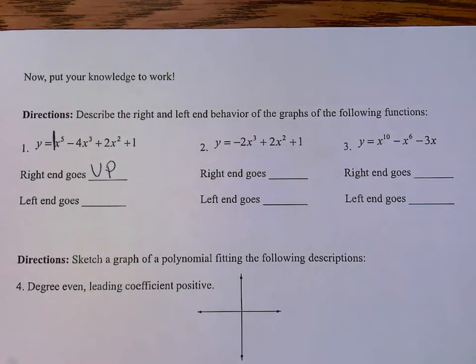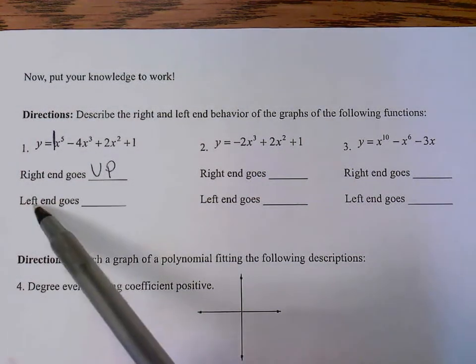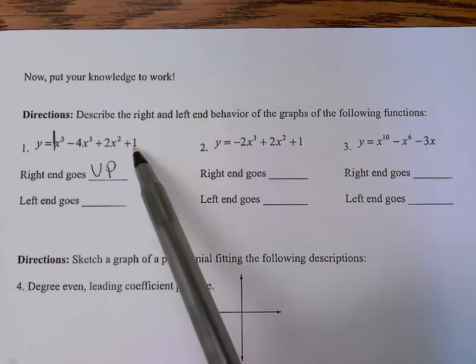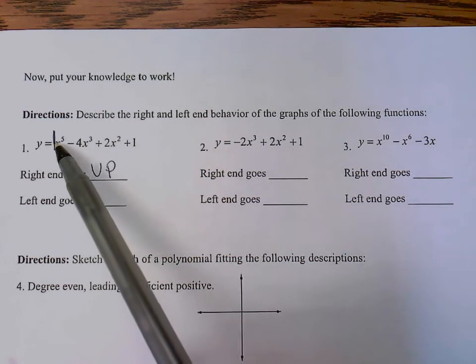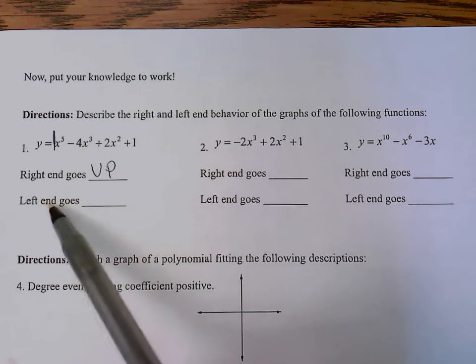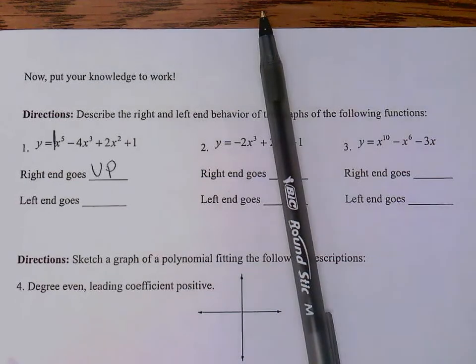All right, let's do the left side of the graph. What is the degree of function number 1? The degree is 5. Is 5 an even or an odd number? 5 is odd, last I checked. So what's going to happen with the left end? Are they both going to go up, or is one going to go up and the other one's going down?